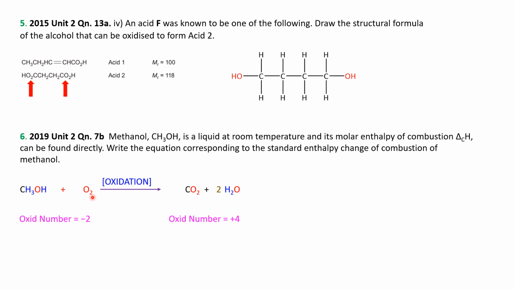So ordinarily, you'd multiply everything through by 2, but in this case, it wanted the standard enthalpy change, which means you can't multiply it by 2. You have to have 1 mole of methanol, which means we need 3/2 of the O2.